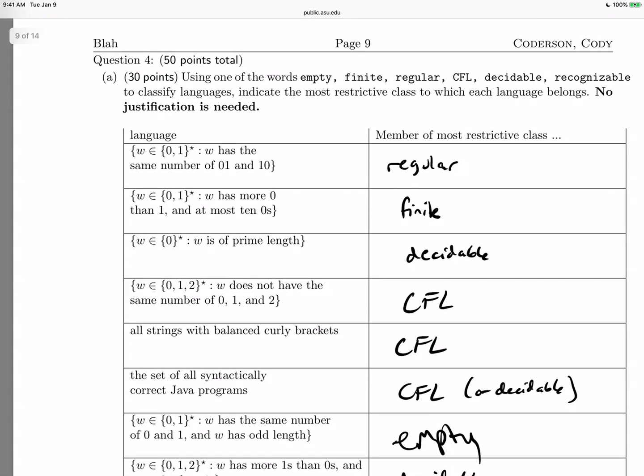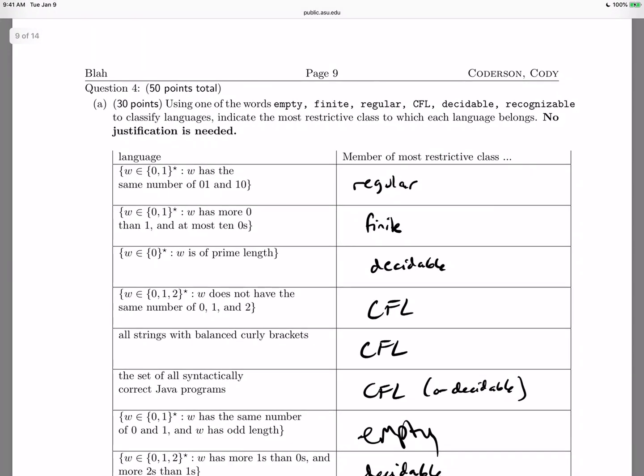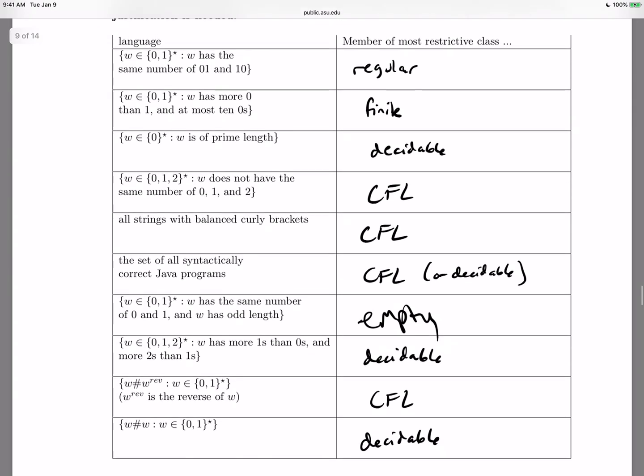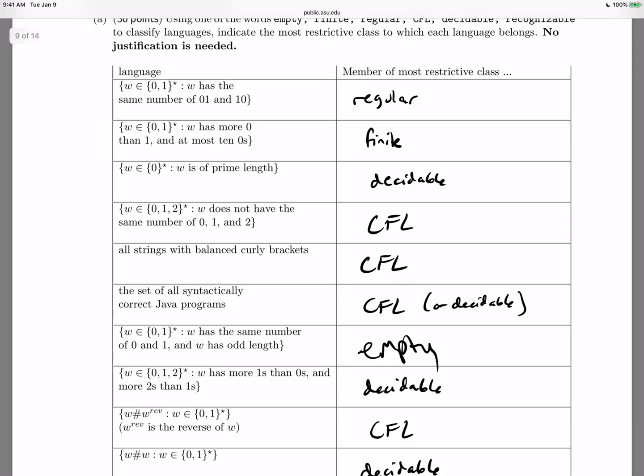And a lot of people actually put recognizable on some of these because I'm not sure why. We actually, at this point, didn't prove that there was a recognizable language that wasn't decidable, so none of these should have been recognizable. You had a question?